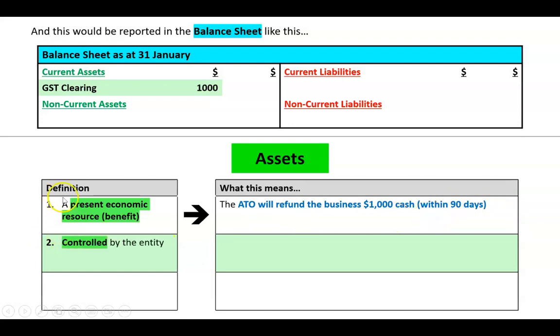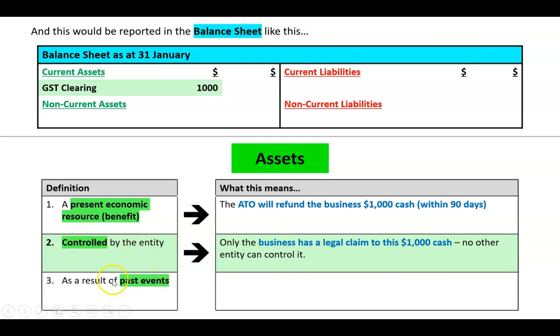Two, something that's an asset has to be controlled by the entity. What does that mean? It means only the business has a legal claim to this $1,000 cash. No other entity can control that amount. They can't take it, they can't spend it, they can't decide how to use it. Only our business can. So it is controlled by us. And thirdly, it's got to be a result of past events. What does that mean? It means that this asset occurred as a result of all the transactions that had GST during January. So that is a current asset.